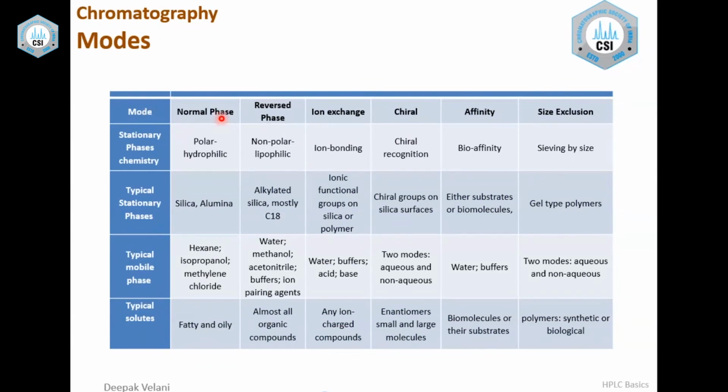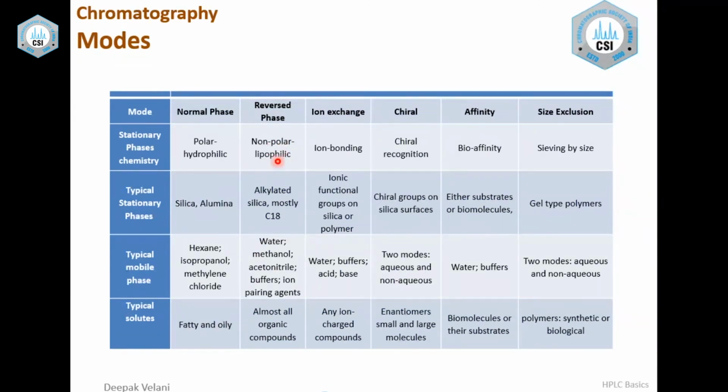Now in the chromatography modes, normal phase has a polar stationary phase. Typical stationary phases are polar hydrophilic stationary phases like silica and alumina. Typical non-polar mobile phases are like hexane, isopropanol, or methylene chloride, which are generally water immiscible solvents. Samples for which it is used are fatty acids and fatty and oily compounds, which are highly non-polar and basically water immiscible or insoluble.